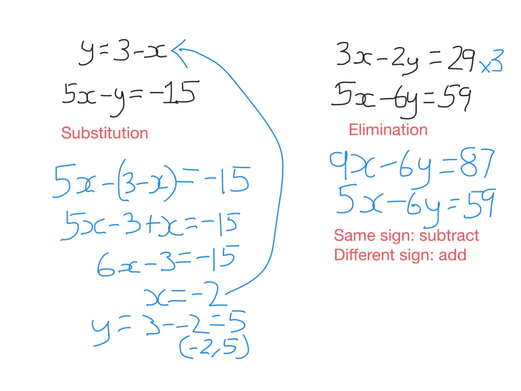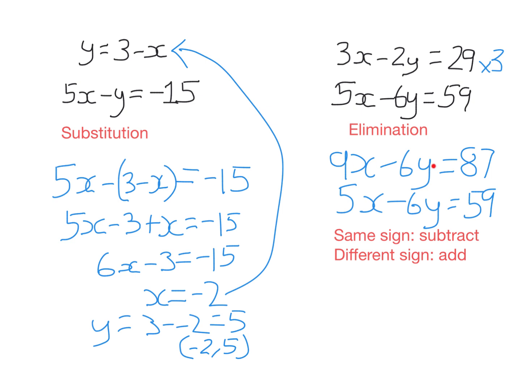So how we ultimately eliminate is using this rule here. If the x or y's have the same coefficient and the same sign, you subtract one equation from the other, and if they have a different sign, you add the equations together. So what I mean by that is the y's here not only have a 6 in front of them, they're also the same sign. They're both negative. So what I can do is eliminate the y by subtracting one equation from the other.